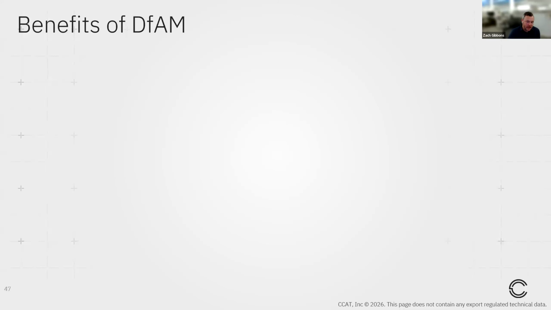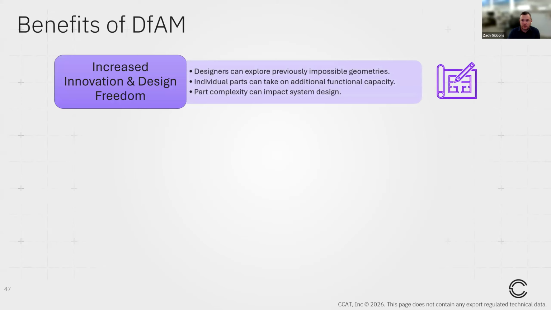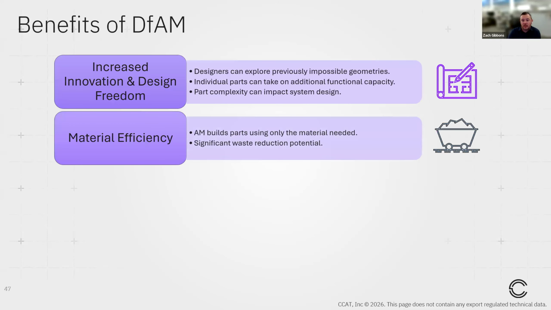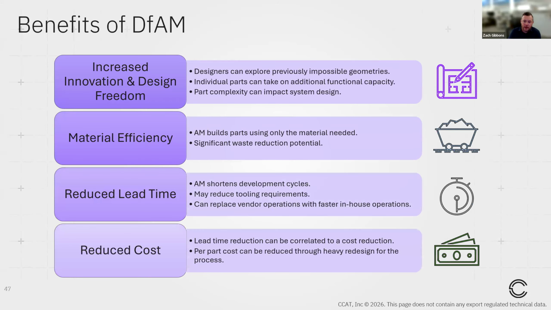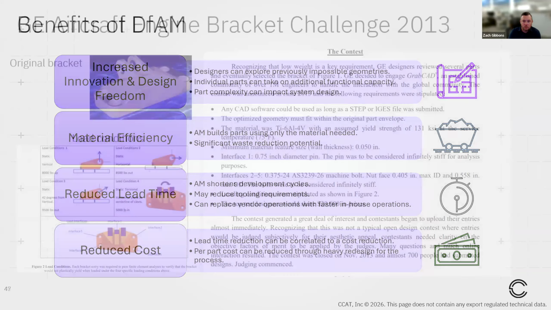Right, so what are the benefits of actually designing for additive manufacturing? That's what DFAM stands for, Design for Additive Manufacturing. First and foremost, increased design freedom and innovation, right? We can make geometries that we could not previously make. We'll get some material efficiency. Right? If I pull material out of my parts, in theory, those parts are going to be cheaper to print. We can also reduce lead time. We can use additive to shorten development cycles, again, replacing vendor operations with faster in-house operations. And sometimes we can end up inadvertently reducing cost as well.